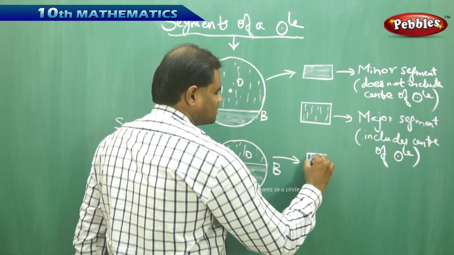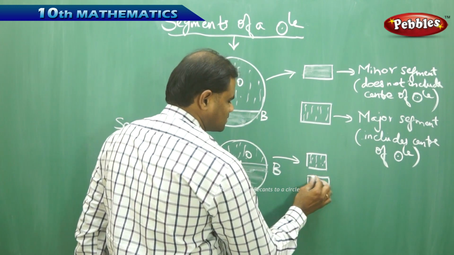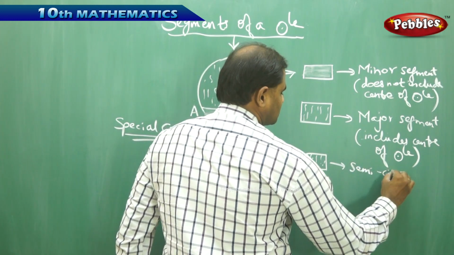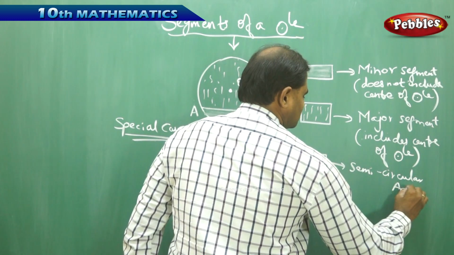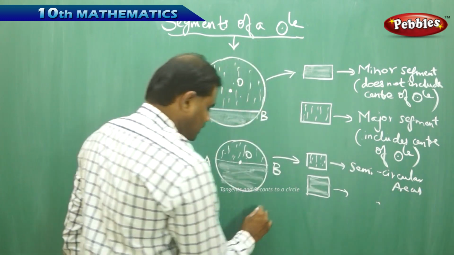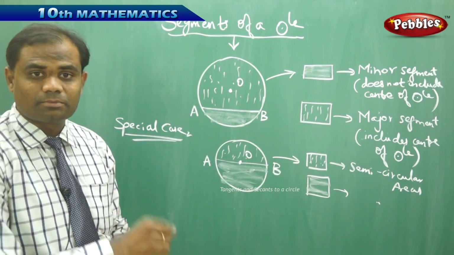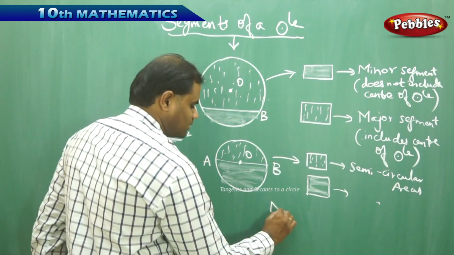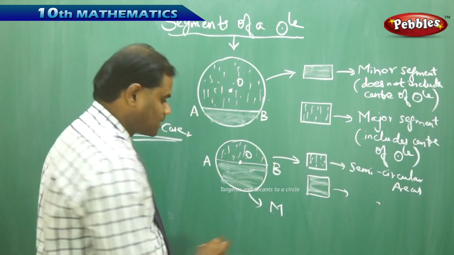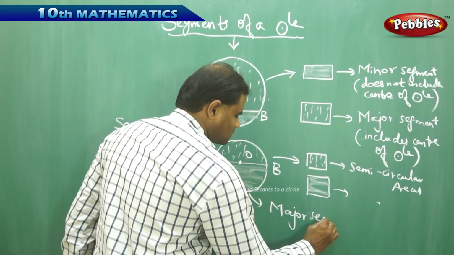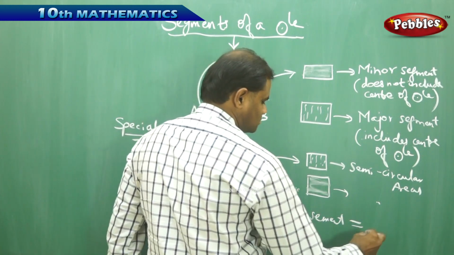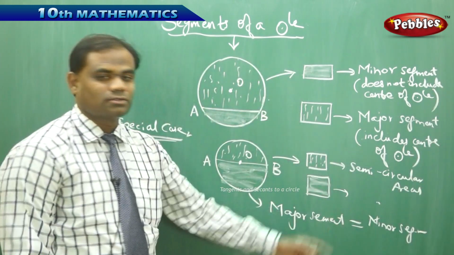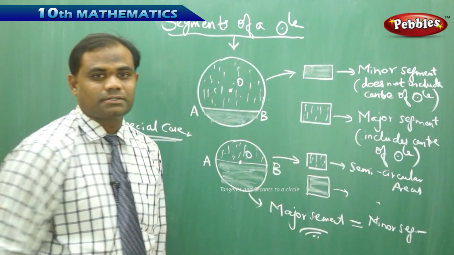So in this case, each of this and each of this are called semicircular areas. And also, interestingly, if the chord becomes a diameter, the major segment will be equal to the minor segment, as we have seen here. So for this special case, the major segment is equal to the minor segment, is what we conclude.